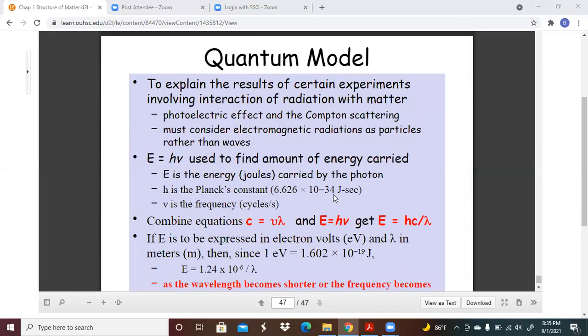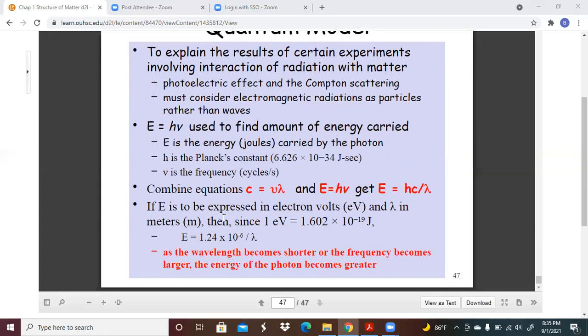So to explain the results of certain experiments involving interaction of radiation with matter, you've got to take into consideration the photoelectric effect as well as Compton scattering. And those are two things we'll go over a little bit later. We've got to consider electromagnetic radiations as particles rather than waves. E equals hν is used to find the amount of energy carried by these waves. E is, of course, going to be the energy. h is going to be Planck's constant. And ν, or nu, since it's a Greek letter, is going to be the frequency.